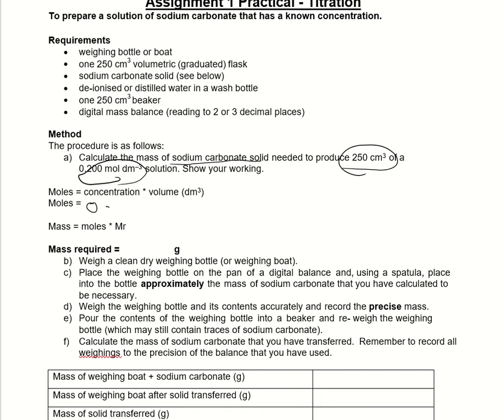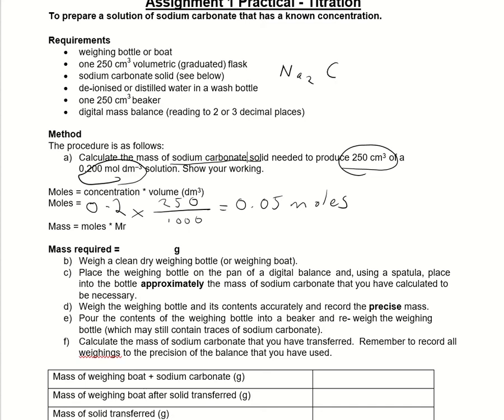So the concentration, as we can see above, 0.2, times the volume. The volume needs to be in dm cubed. We're only making up 250 cubic centimeters, so we'll do 250 divided by 1000. If you get your calculators out and do that, we get an answer of 0.05 moles. And then to get the mass required, you do the moles times the MR.